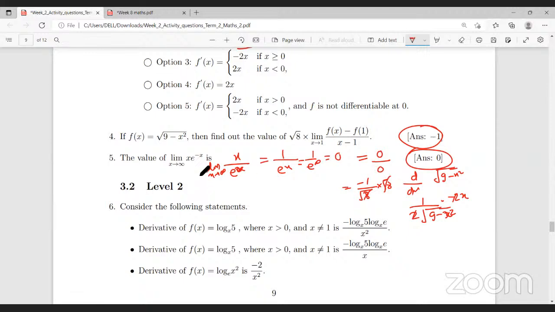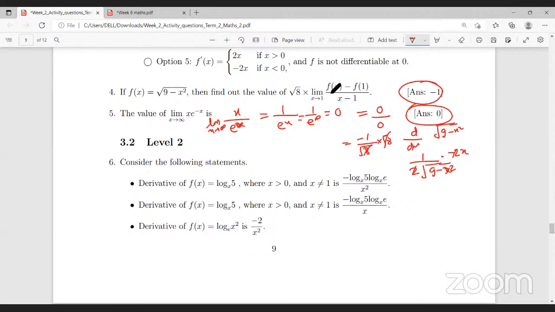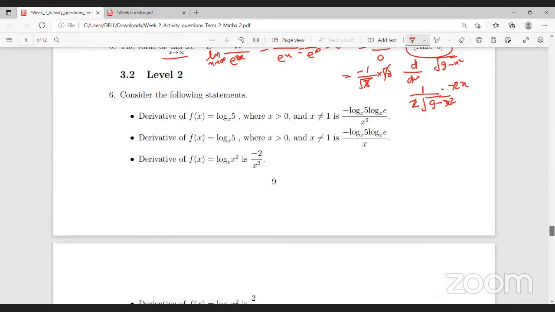Any doubt in this part? No, sir. Is this 0 approx or actual? No, 0. It will tend to 0. It will tend to 0. Okay, now this function, what is the question?